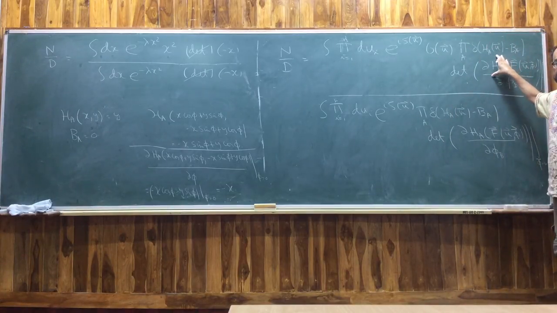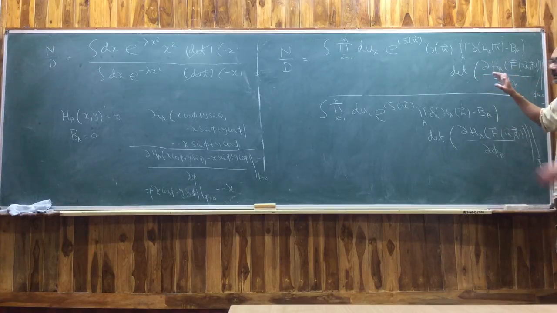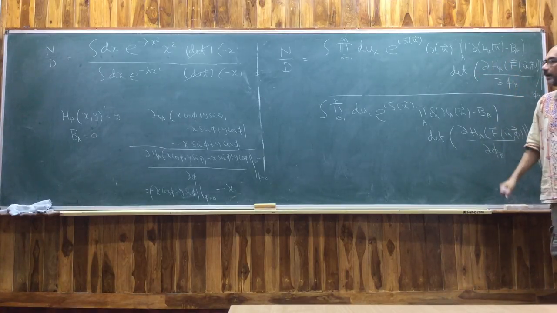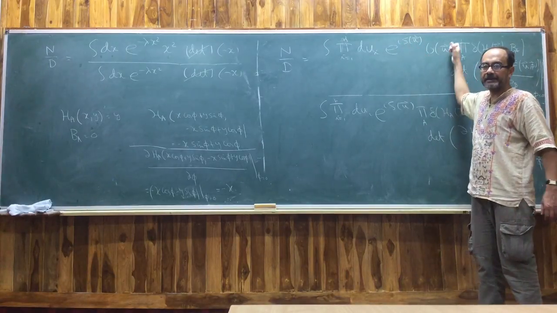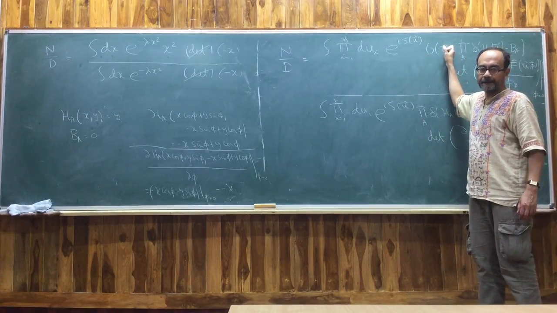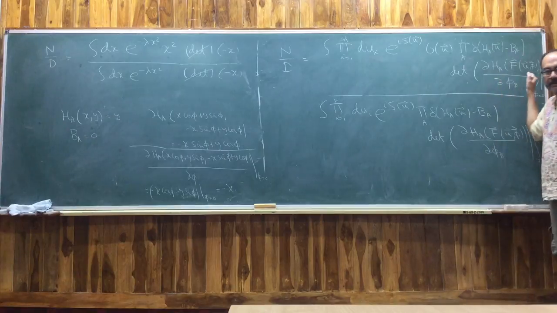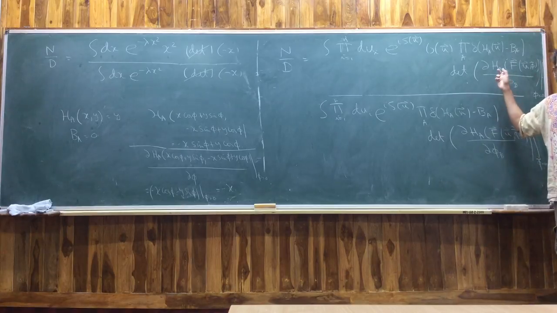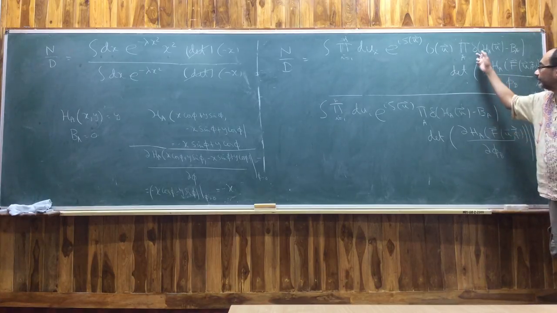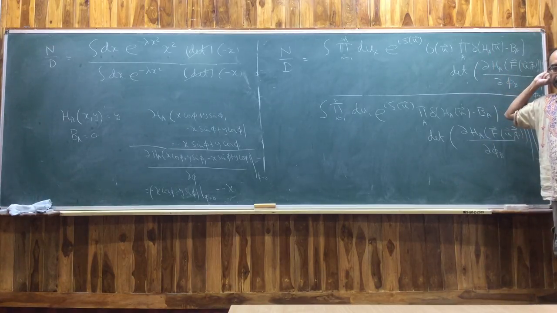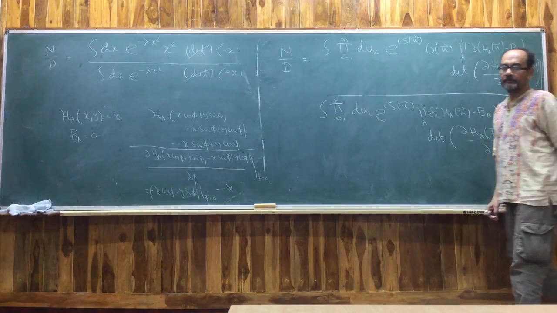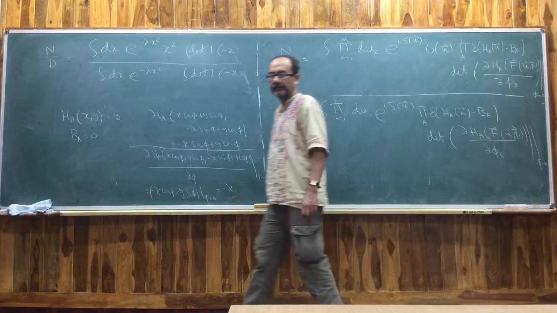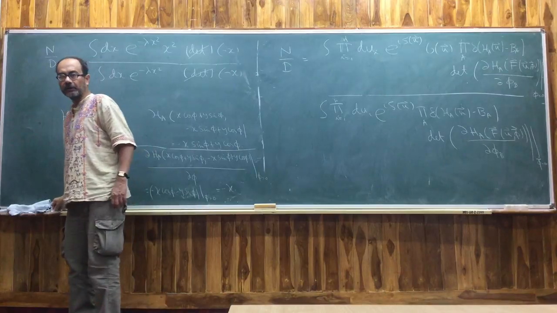The second annoying feature is this determinant. Normally the way we developed our perturbation theory, we had an exponential of something times a product of operators, not something which has a determinant sitting here. So next time we'll see how to deal with this determinant, and also how to deal with these delta functions. So you continue next week.